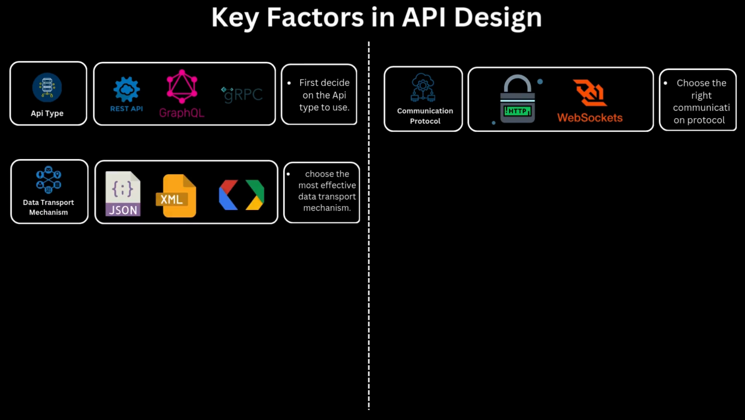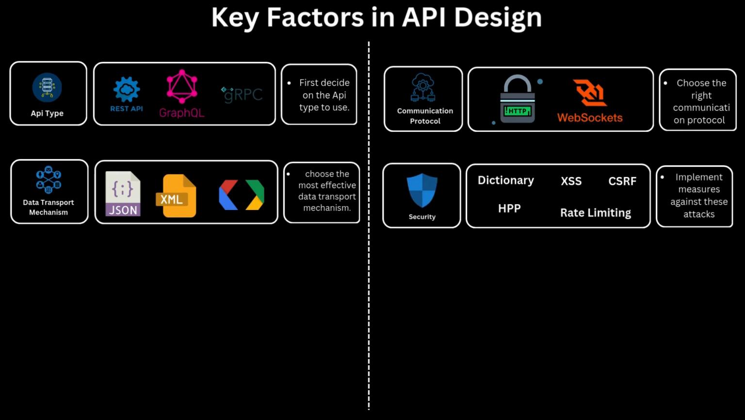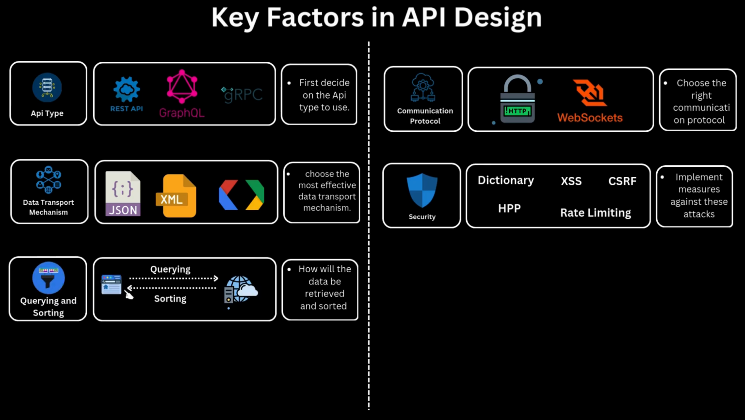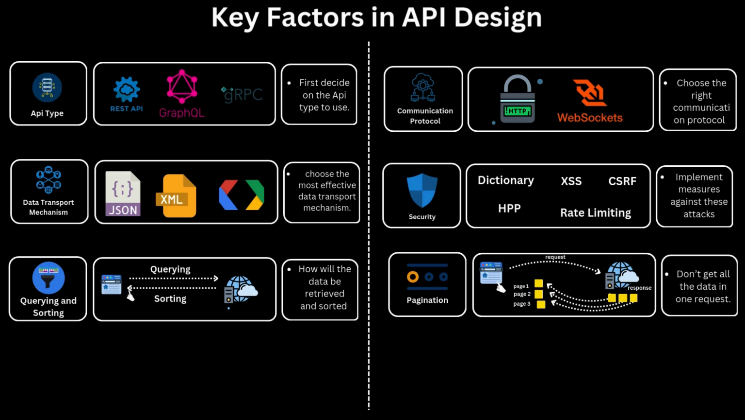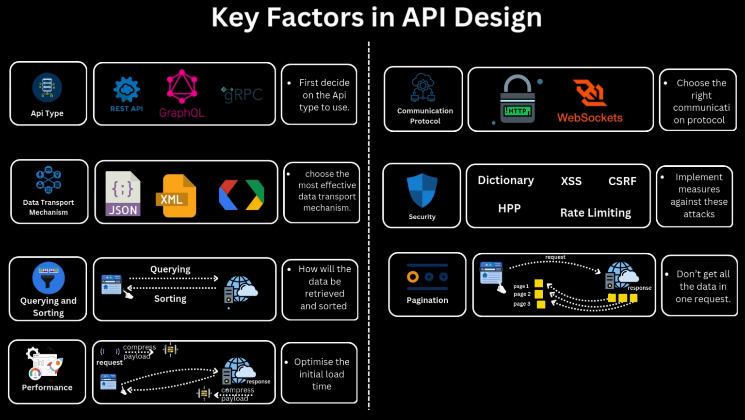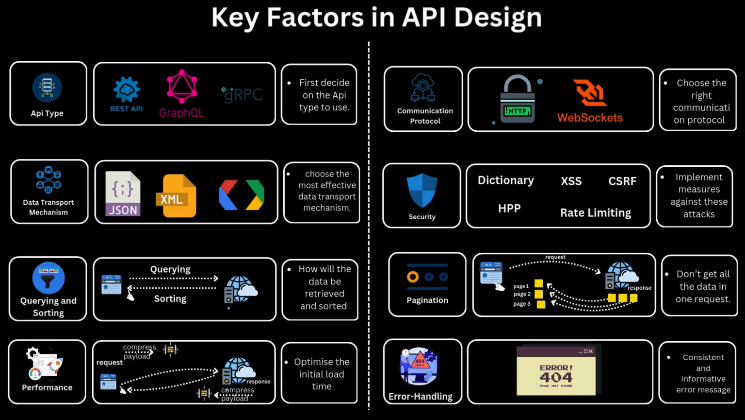Data transport mechanism: JSON, XML, or protocol buffers. Security. Consider implementing measures against dictionary attacks, XSS, CSRF, HPP attacks, and use rate limiting. Querying and sorting. How will the data be retrieved and sorted? Pagination. You don't want to get all data in one request, you need to paginate. Performance. Optimize the initial loading time of your app. Error handling. Make sure errors are consistent and informative.